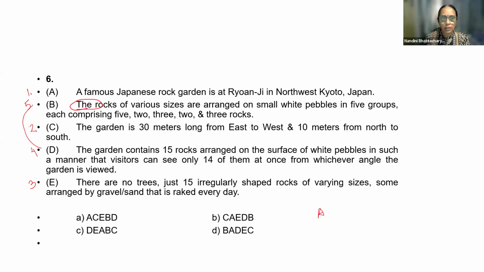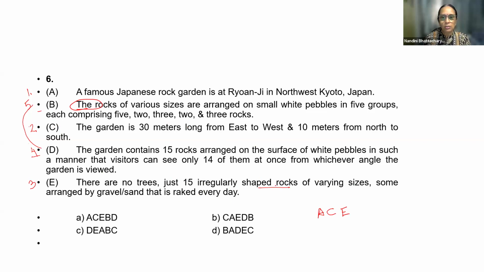So we have A. After A comes C. After C comes E. There are no trees, just irregular shaped rocks. And what is left? We have D and B. D first, so D then B.